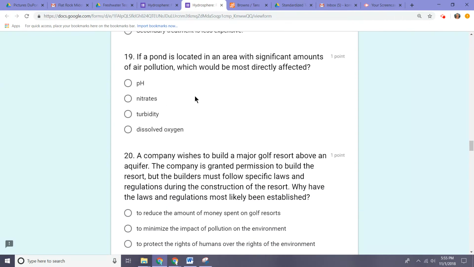Number 19. If a pond is located in an area with significant amounts of air pollution, which would be most directly affected? pH, nitrates, turbidity, dissolved oxygen.